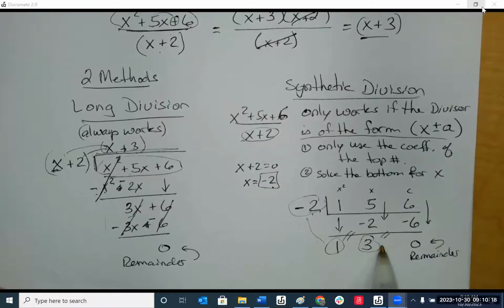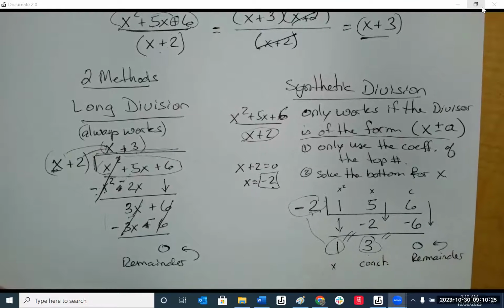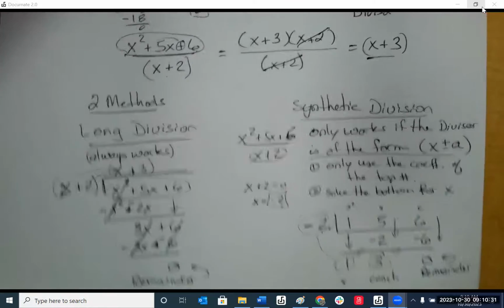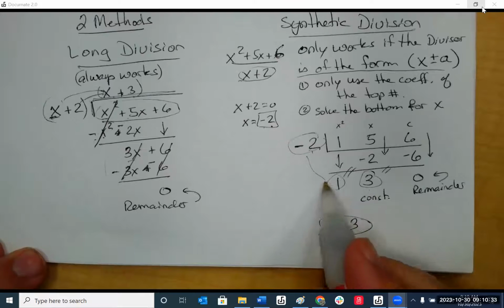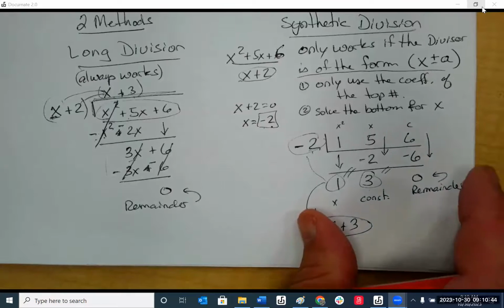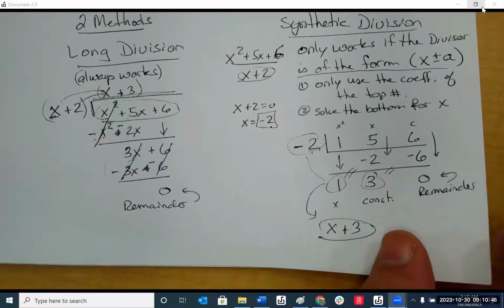What these numbers represent, since that's your remainder, this is your constant. This is your x value. So we have x and a +3. So that's what that turns out to be. Okay with that? Let's look at some examples now.